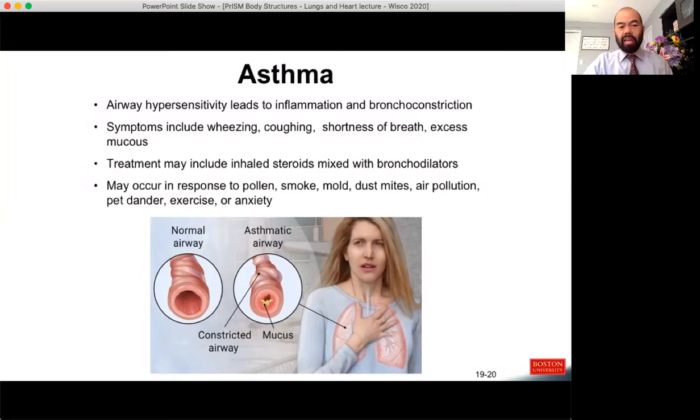Asthma is caused by many different things. Some common things would be pollen, smoke, mold, dust mites, air pollution, pet dander, exercise, or even anxiety. So that is the anatomical mechanism of asthma.